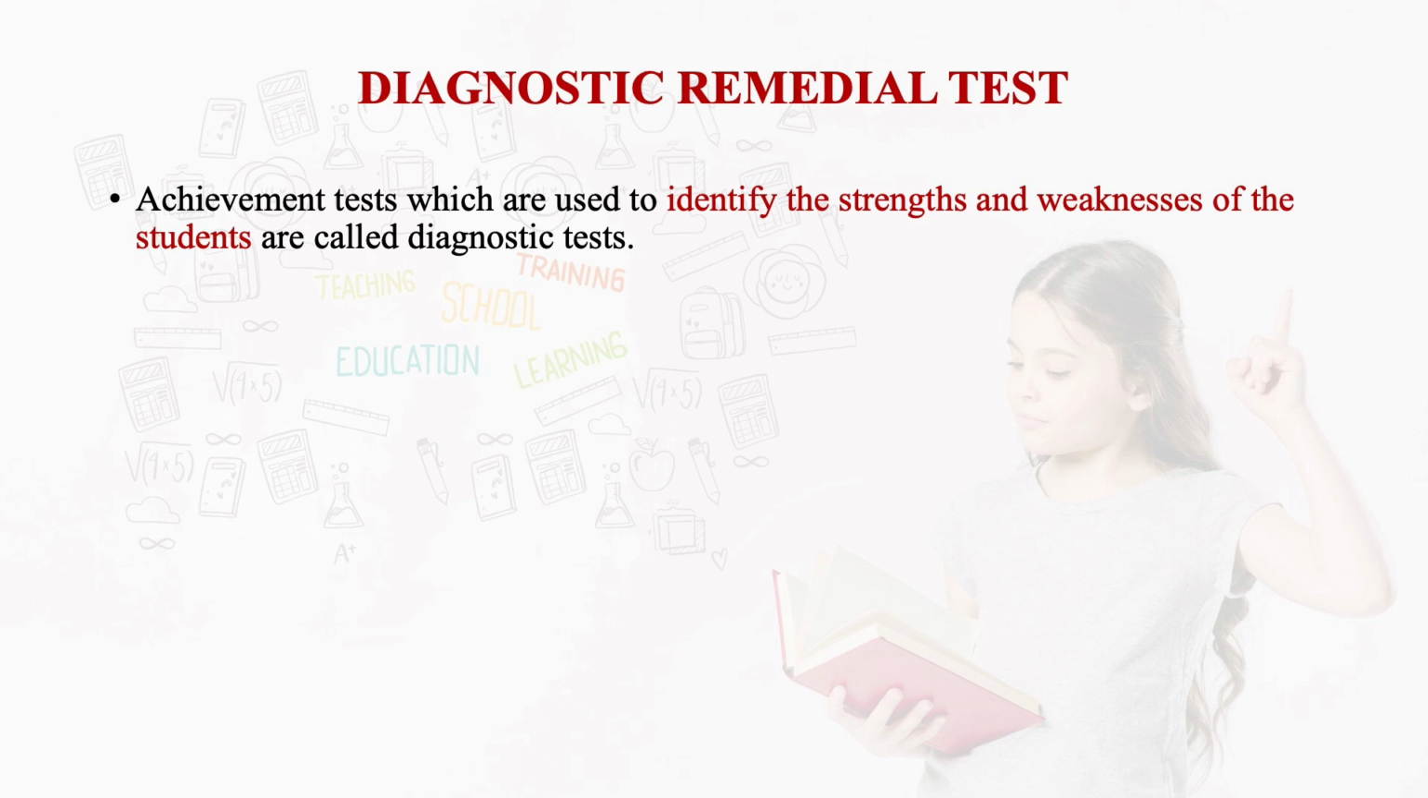Achievement tests which are used to identify the strengths and weaknesses of the students are also called diagnostic tests. So through a diagnostic test, we identify the strengths and weaknesses of the students. So what are the different strengths and what are the different weaknesses? If there are weaknesses, then we have to find out the causes of the weaknesses. Then accordingly we have to provide the remedial measure. And that's why it's called a diagnostic remedial test. First of all, you have to diagnose the causes, then as per the causes, you have to provide the remedial instruction, remedial measure.